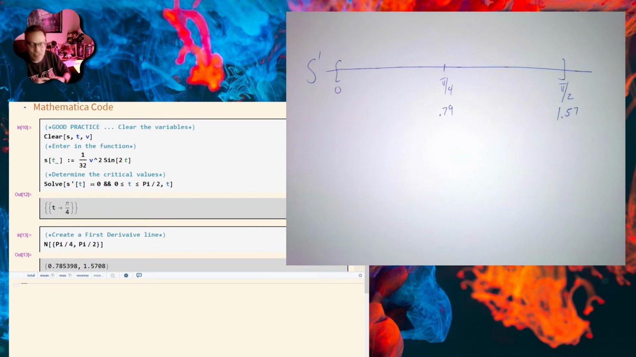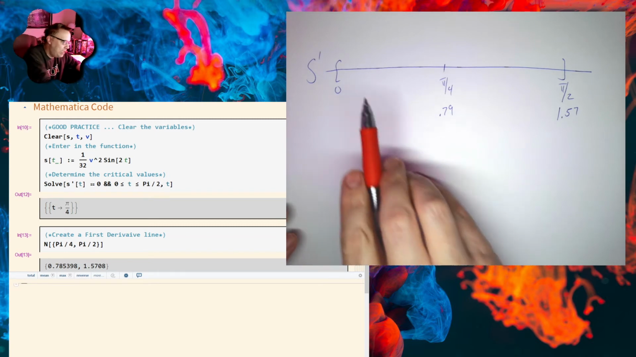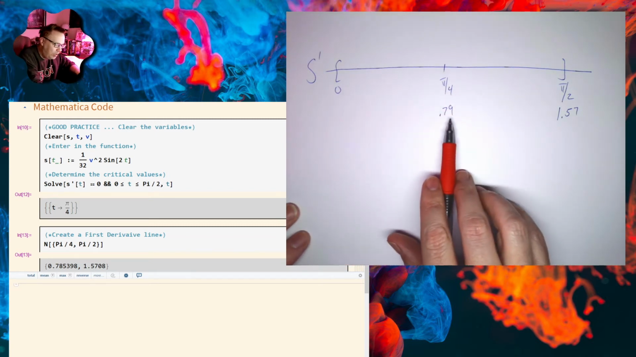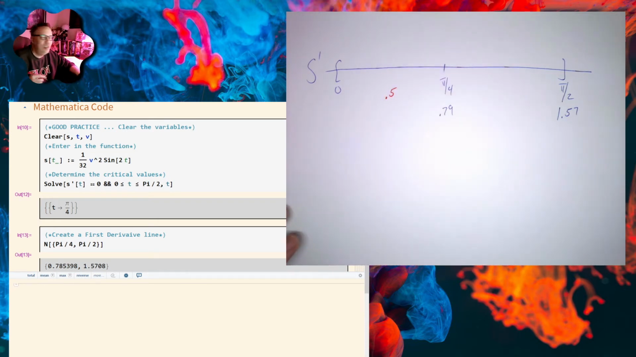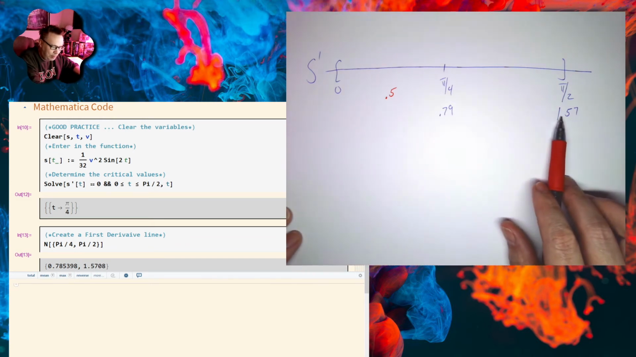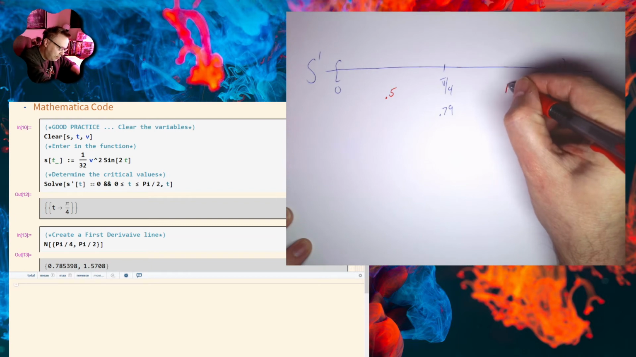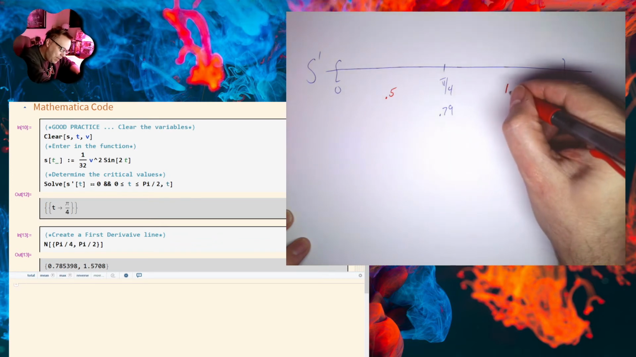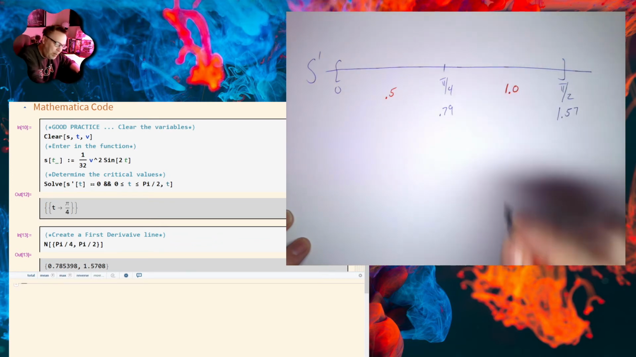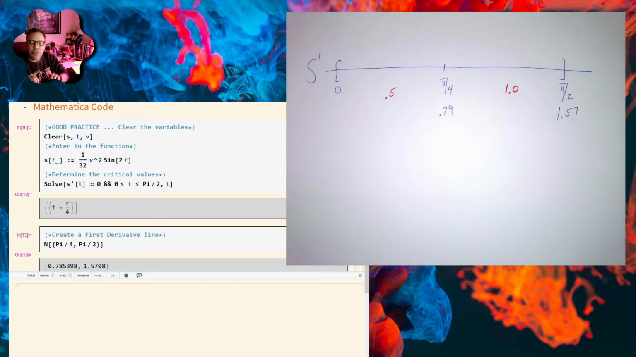Now, why are these decimal answers helpful? Because what I need to do is pick a test value between 0 and pi over 4. Since I know this is 0.79, I'm going to pick a test value of 0.5. That's in between 0 and 0.79. For a number between pi over 4 and pi over 2, I want to pick the number 1. Now, this may seem a little odd, but I'm going to make this a 1.0. And I'll show you in a minute what happens in Mathematica if I use a 1 compared to a 1.0.